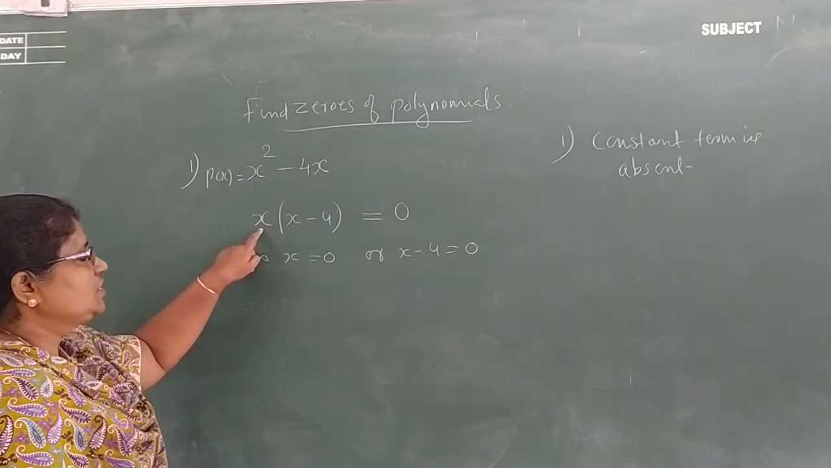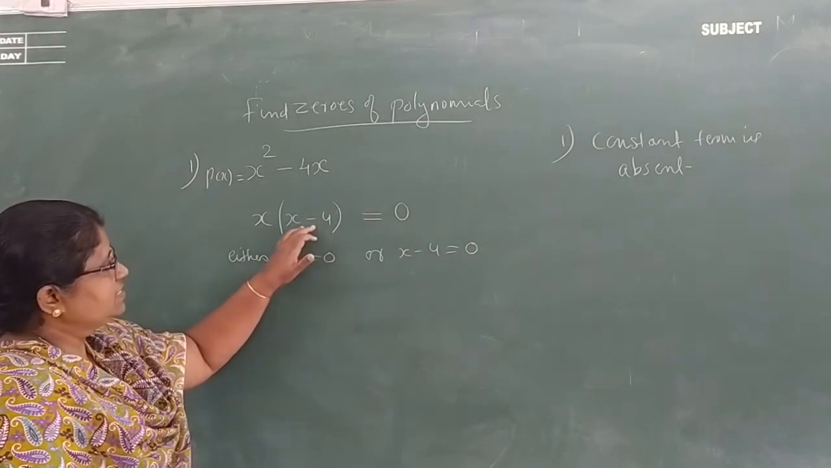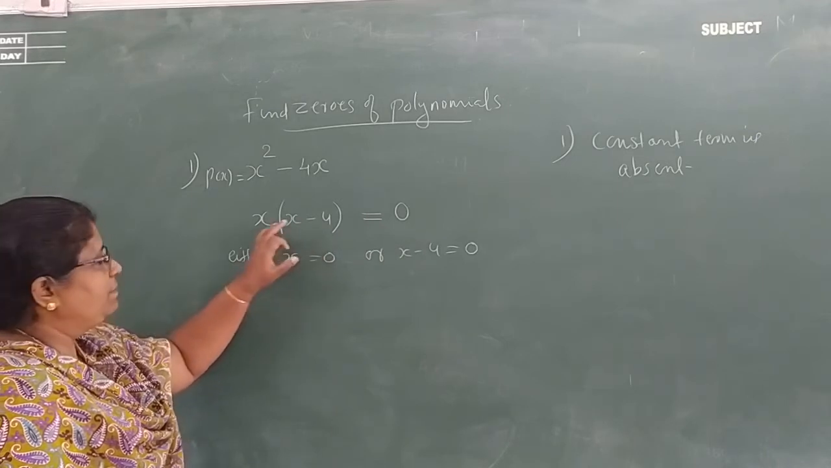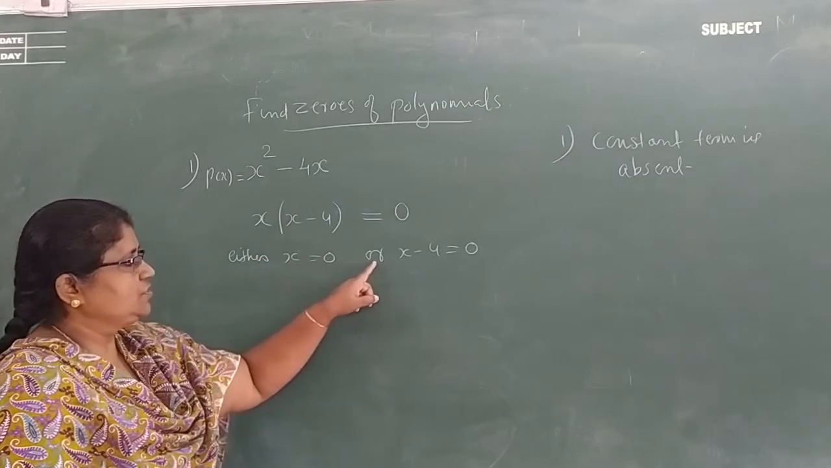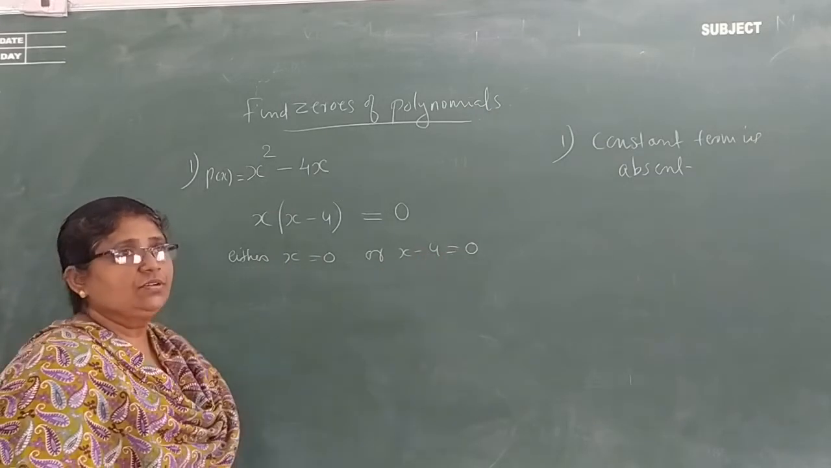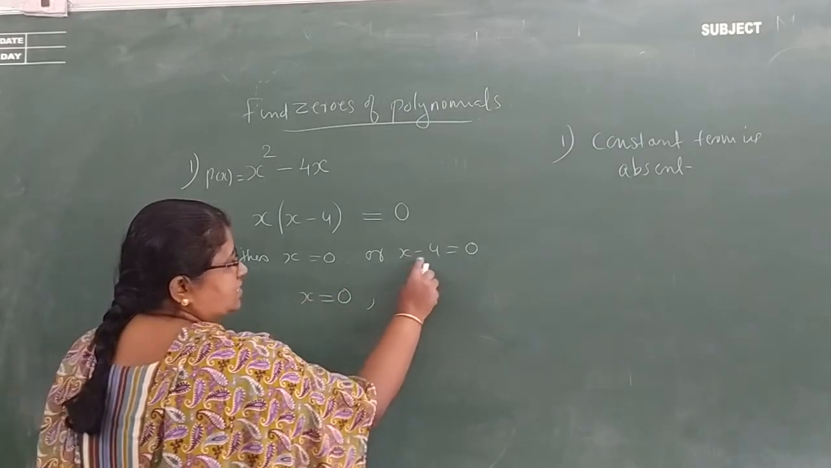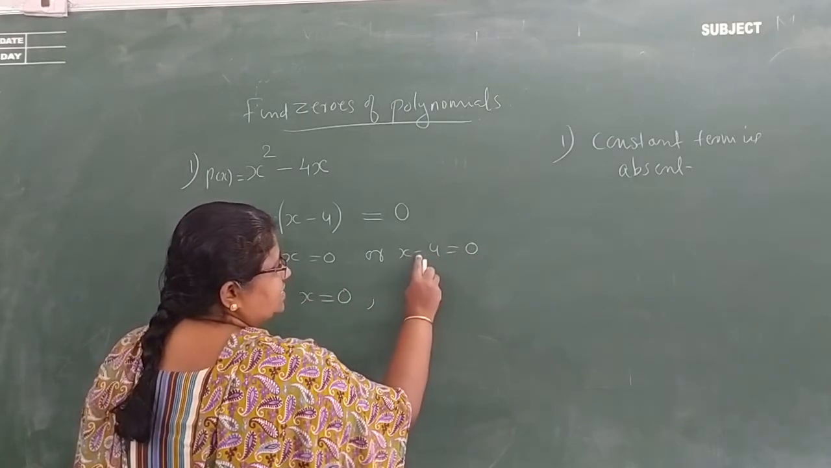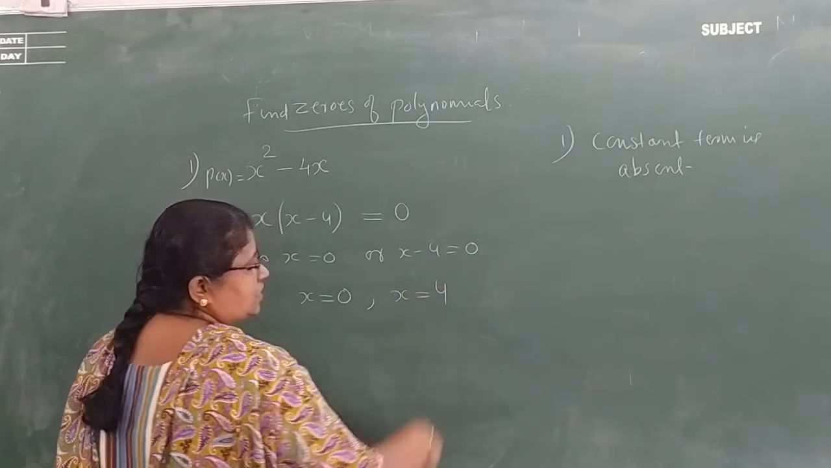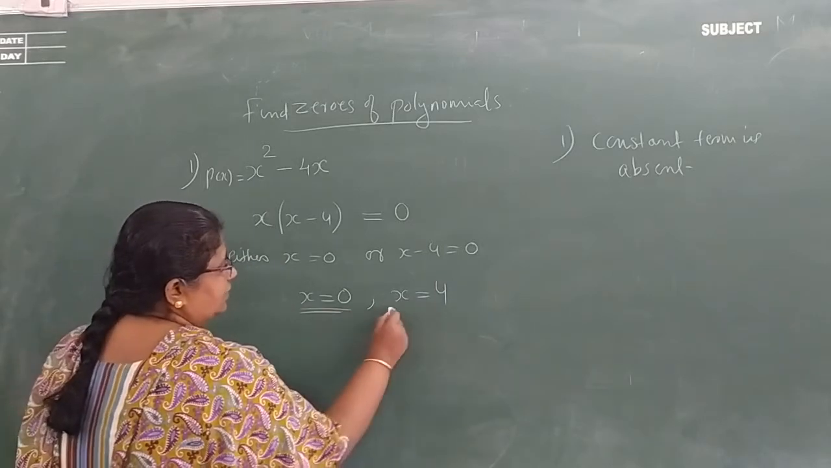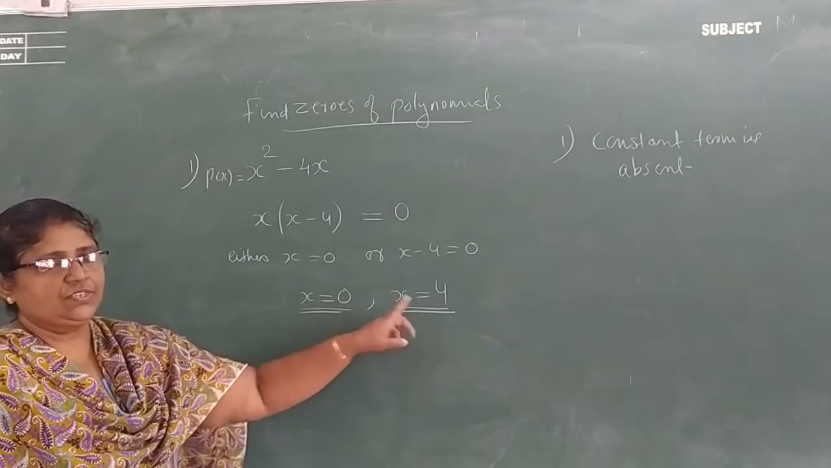When x is equal to 0, what will happen? 0 into this is equal to 0. Or if x minus 4 is equal to 0, what will happen? X into 0 is equal to 0. So, either x is equal to 0 or x minus 4 is equal to 0. So, we can write x is equal to 0. X minus 4 equals 0, take this negative 4 to the other side, what will happen? X is equal to 4. So these are the two zeros: x is equal to 0, x is equal to 4.